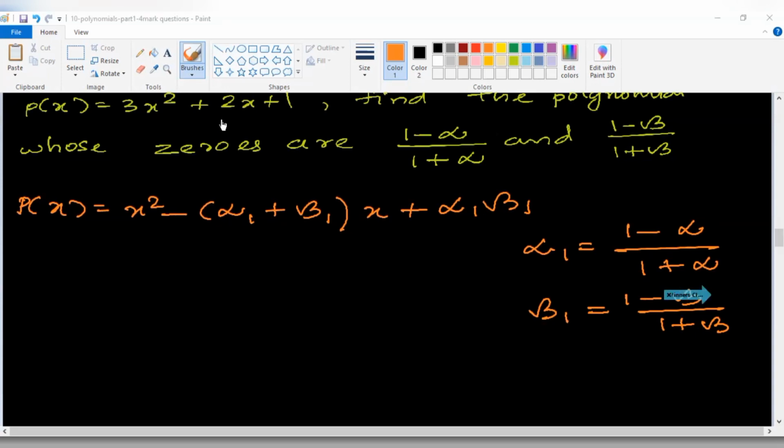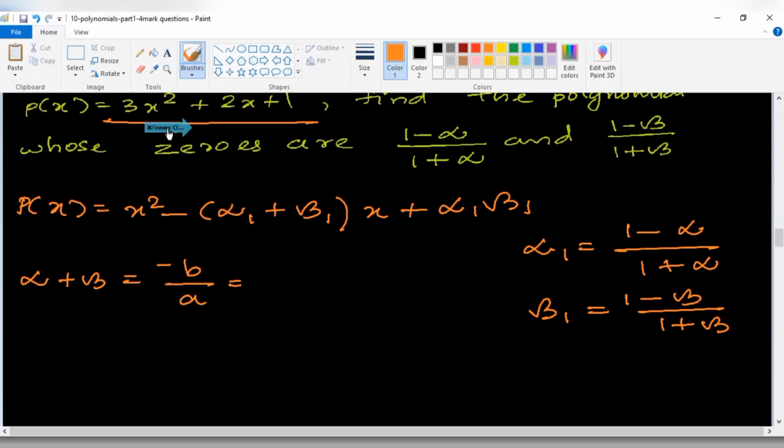Alpha, beta are the zeros of this polynomial, which means we can deduce the relation between alpha and beta from here. Alpha plus beta is minus b by a. Here in place of b we have 2 and in place of a we have 3, so it becomes minus 2 by 3. And alpha beta is c by a. Here in place of c we have 1, so it is 1 by 3.